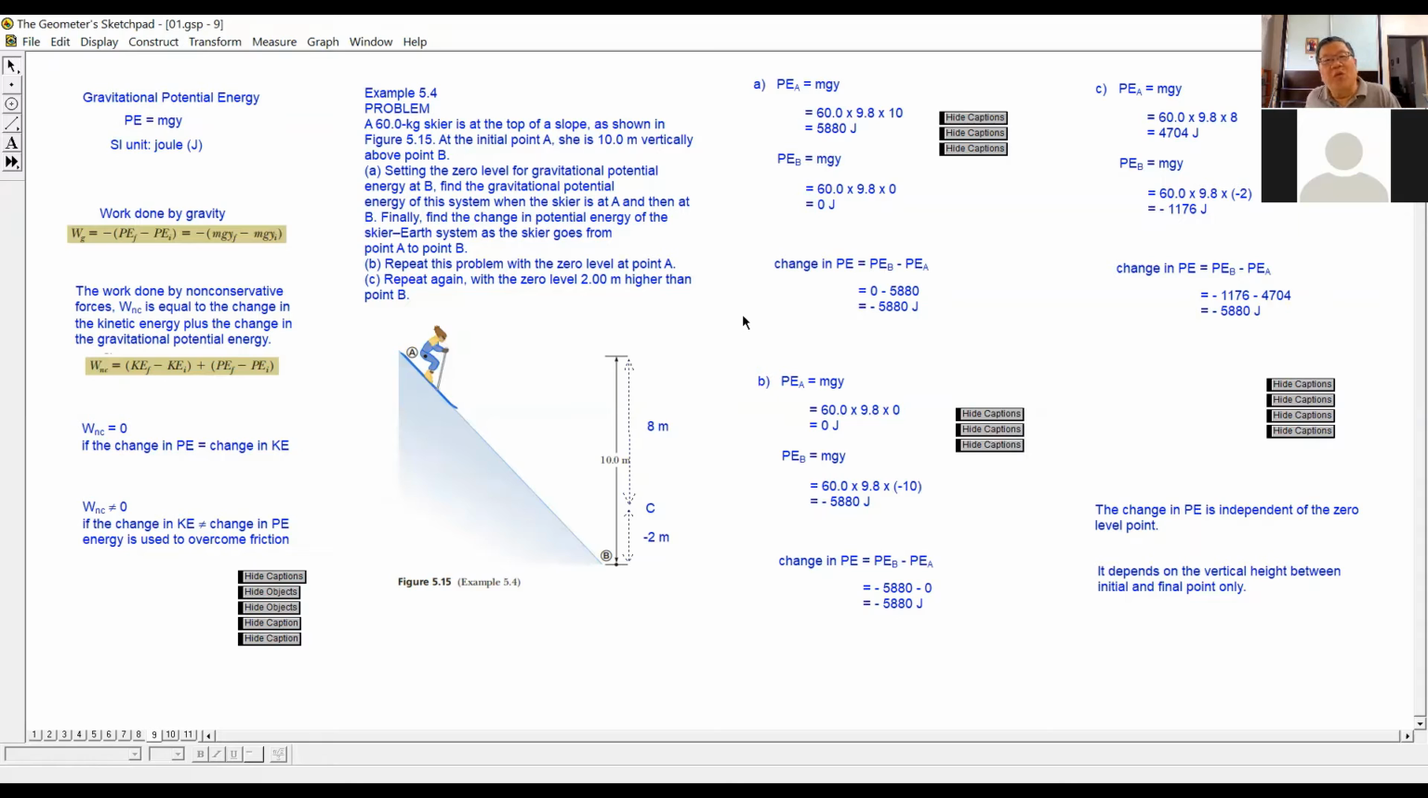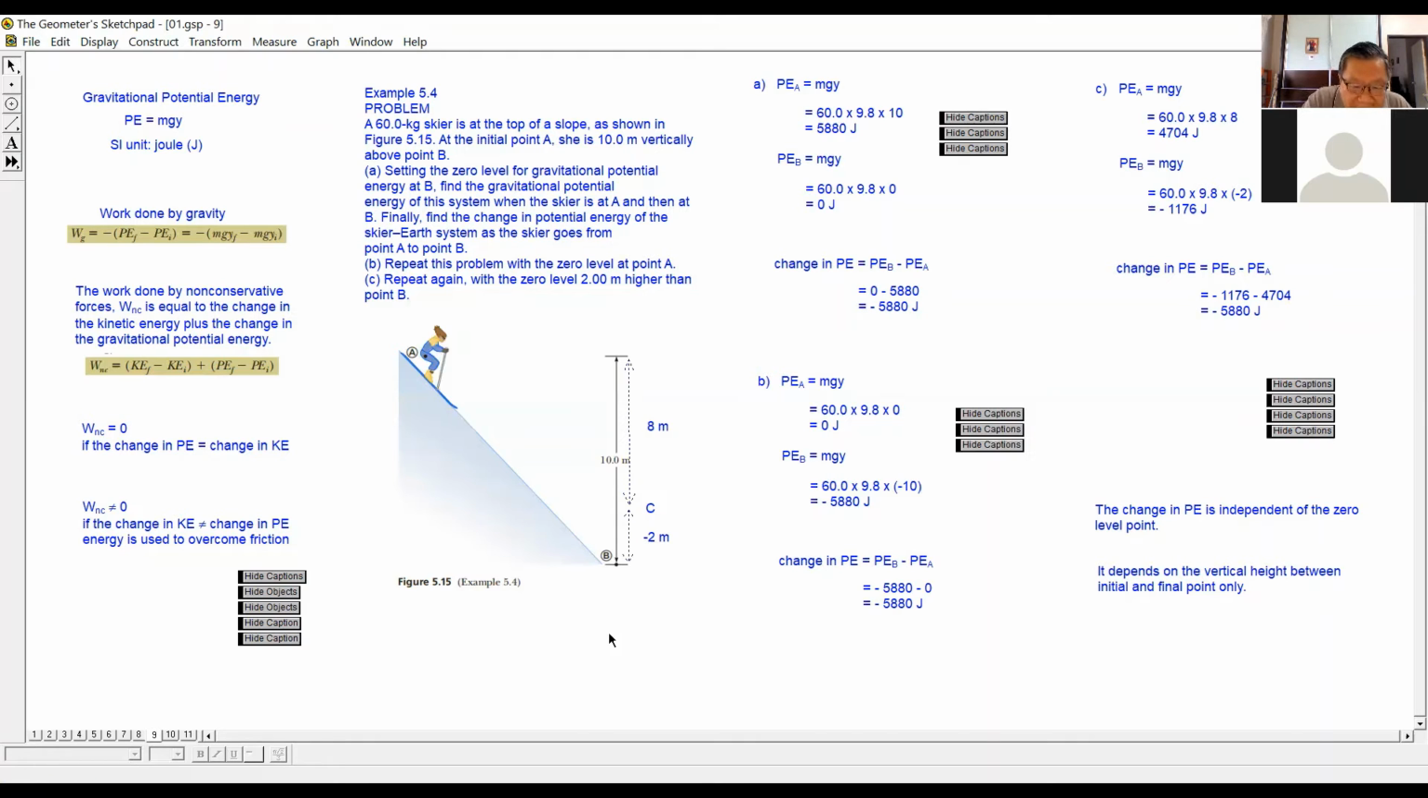10 meters. Where is this 10 meters measured? From where to where? Point B to point A. Yes, from point B to point A, correct. So that means our starting point is B. So this is our zero point, right?